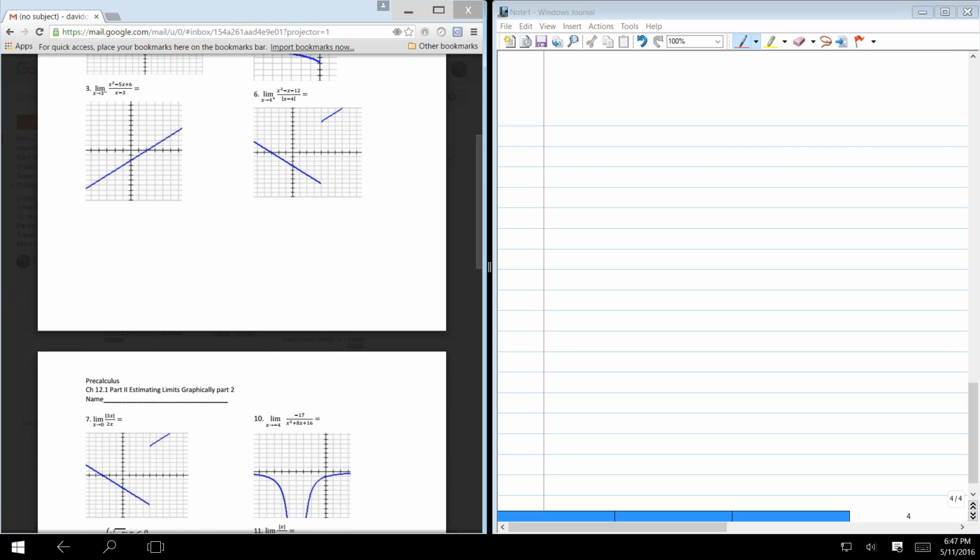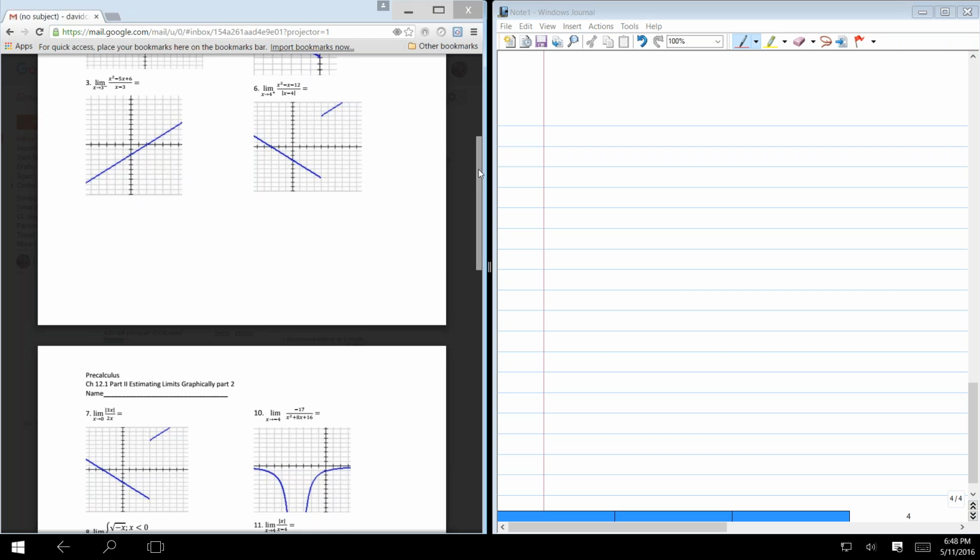About number 6. What's the limit as we approach 4 from the right? What is it? No, I'm saying from the right side. 7. Okay. That's all they want to know. That's the proper answer.